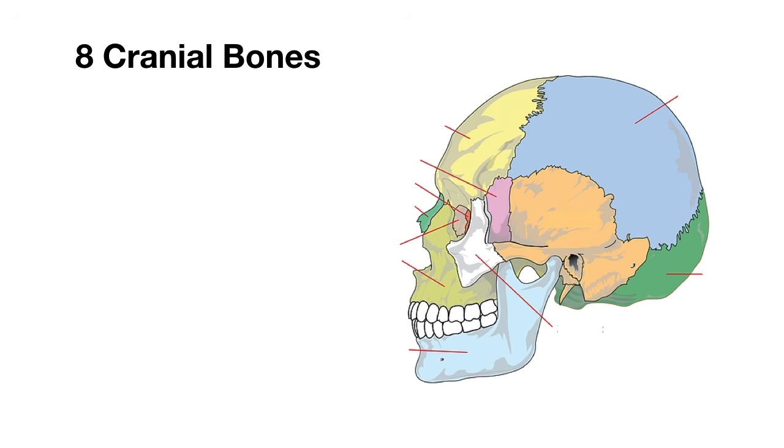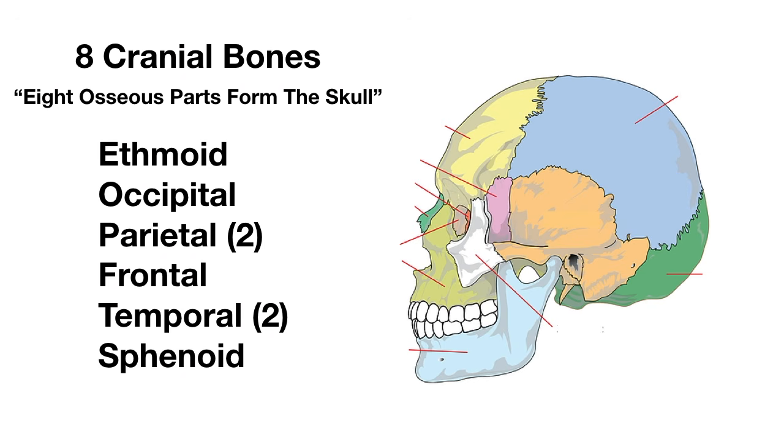I came up with a simple mnemonic that will help you remember the names of each of these bones. The mnemonic is 8 osseous parts form the skull. This mnemonic is good because it will help you remember that there's 8 bones that form the skull. The names of these bones include Ethmoid Bone, Occipital Bone, Parietal Bone, which there's 2 of, Frontal Bone, Temporal Bone, which there's 2 of as well, and Sphenoid Bone.